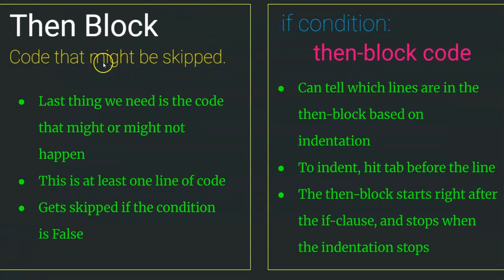And then in a conditional, the last part we have in this statement is called the then block. It's the code that might be skipped if the condition is not true. If the condition is true, this code is not skipped. It's nested underneath the if conditional. So you have the if condition, then you have the then block code, which, if the condition is true, runs. If the condition is false, this part of the code does not run.